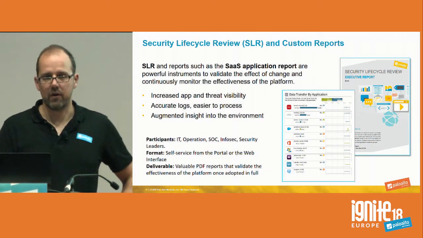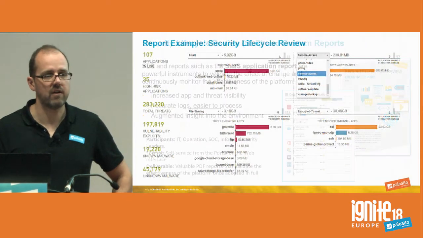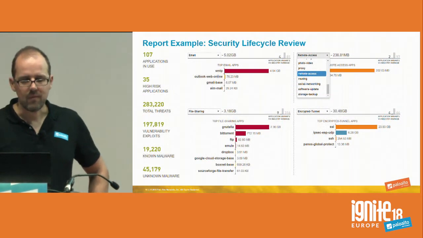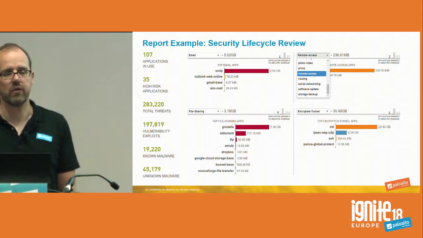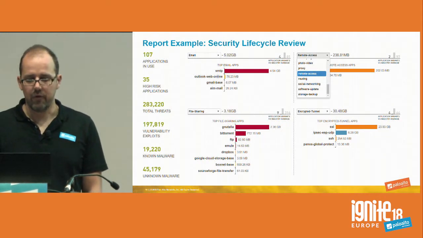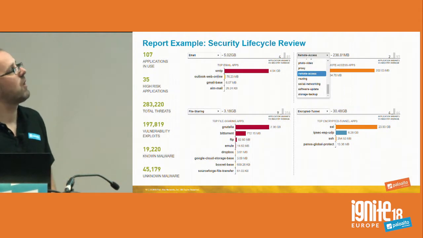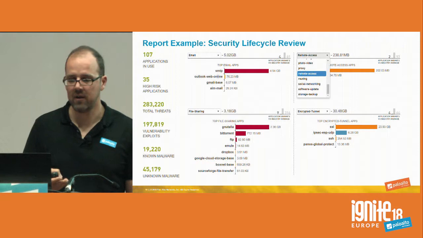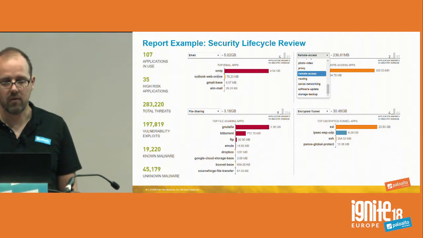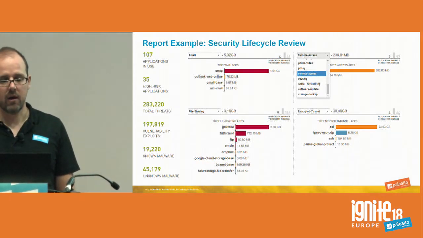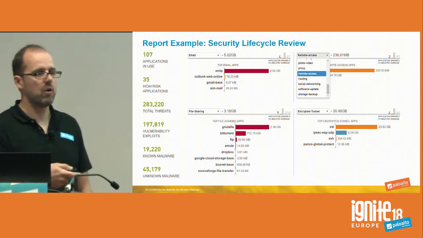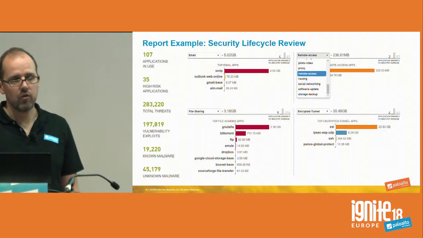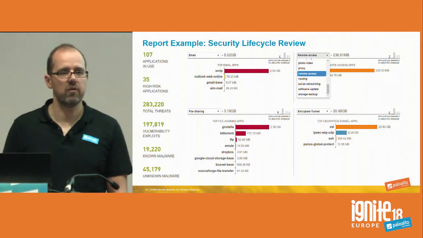So again, this is very useful in measuring the effectiveness of those changes. A couple of examples here about what you can find, for example, in the security lifecycle review. The first view here is a good look at your applications. What are the top applications used in your organization? You can filter them by application category, for example. You can also get a good understanding of who the top users are of certain applications. And you can use this to further fine-tune your application policy, right?